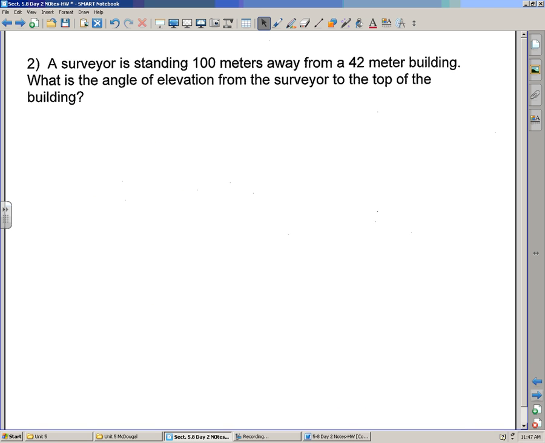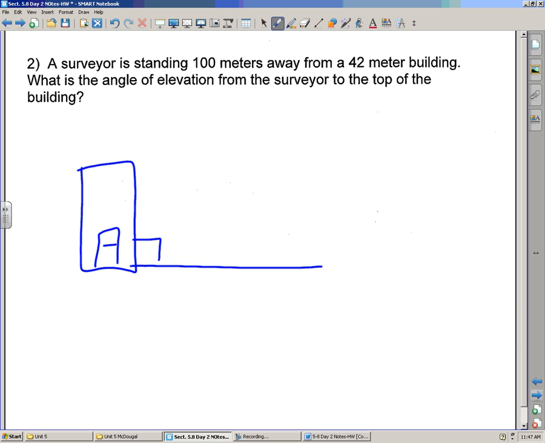So here we go. A surveyor is standing 100 meters away from a 42-meter building. What's the angle of elevation from the surveyor to the top of the building? So we've got a building, which is right here. And the building and the ground should always make a right angle. A surveyor is standing 100 meters away from the building. So that means here's where the 100 feet is.